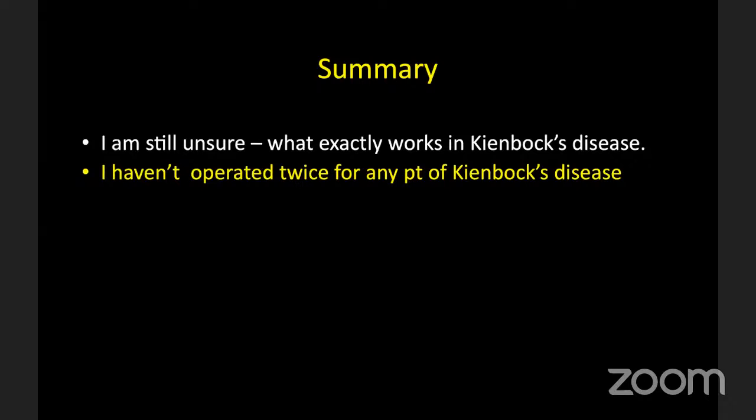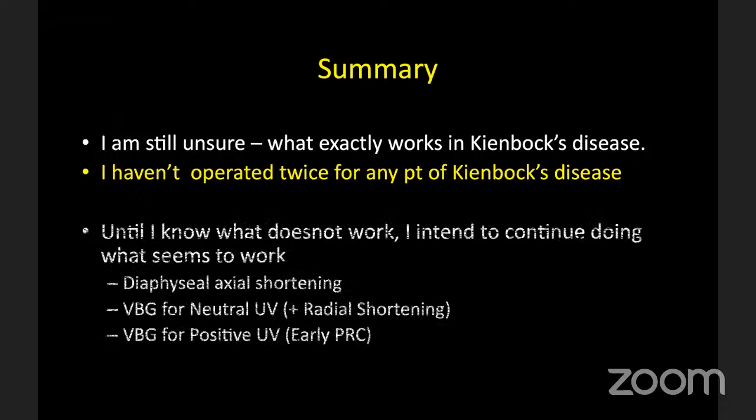So I'm still unsure what exactly works in Keinbock's disease. One thing I will definitely tell you, I haven't operated twice for any patient of Keinbock's disease in my entire career, which is now spanning about 2 decades. And until I know what definitely does not work, I intend to continue doing what seems to work. And that is, I would do diaphyseal axial shortening. I will do vascularized bone graft for neutral ulnar variants. I will combine it with radial shortening. I might do just the vascularized bone graft for a positive ulnar variance patient, or even in these patients, I would consider early PRC if I find that the lunate is not salvageable.